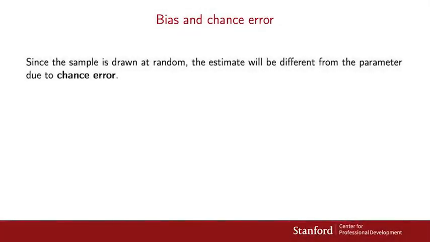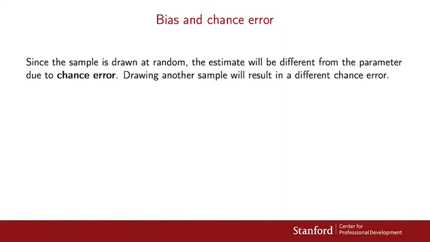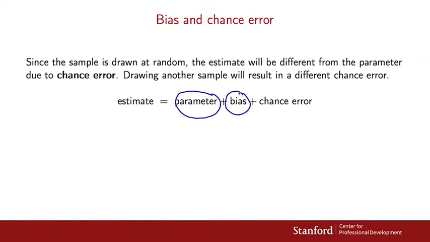One thing to keep in mind is that since the sample is drawn at random, the estimate will be somewhat off from the true population parameter. This is called chance error. Also keep in mind that if we draw another sample, we will get a somewhat different chance error. So we can think of the estimate as being made up of 3 parts. It should be somewhere close to the parameter. There may be a bias if our sampling is not done well. And finally, there's a chance error which is unavoidable.